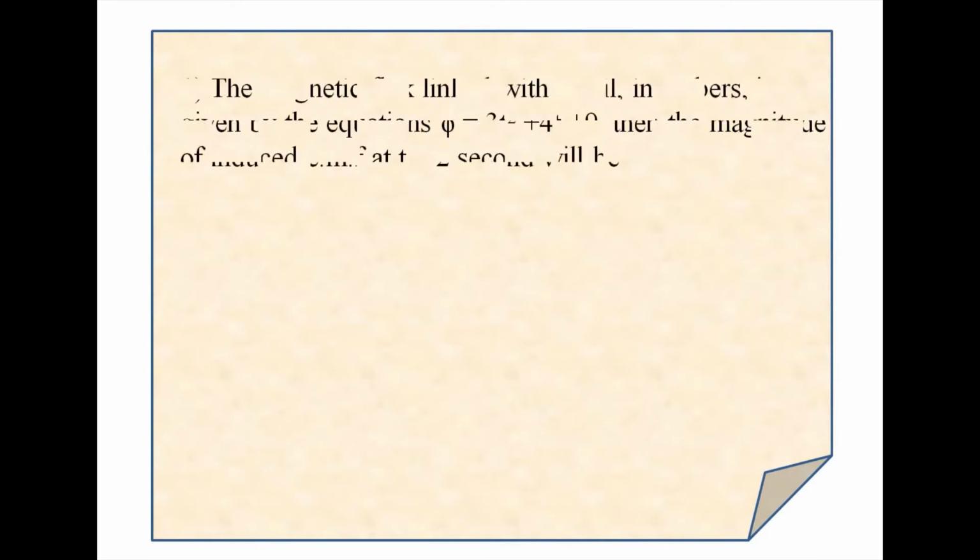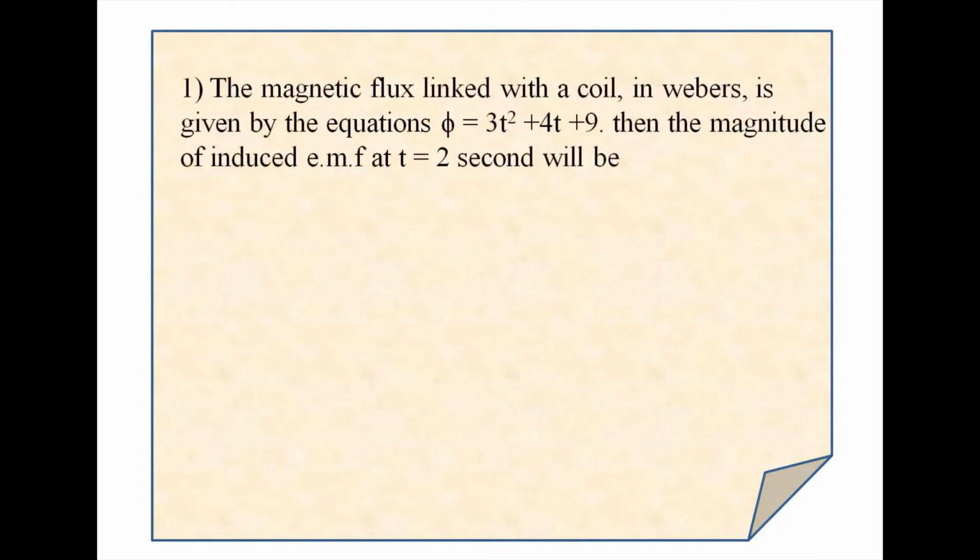First objective: the magnetic flux linked with a coil in webers is given by the equation phi equals 3t squared plus 4t plus 9. Then the magnitude of induced EMF at t equals 2 seconds will be. The options are: option A is 2 volt, option B is 4 volt, option C is 8 volt and option D is 16 volt. Let's see how to solve this objective.